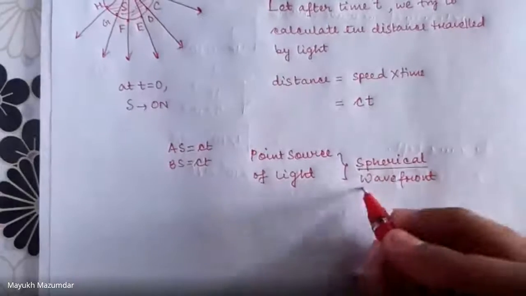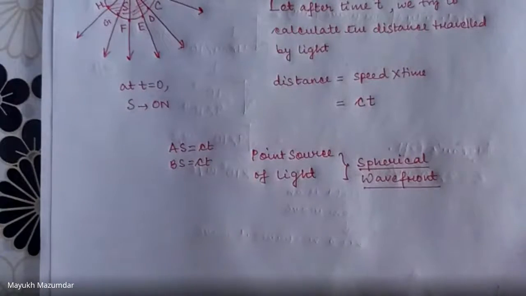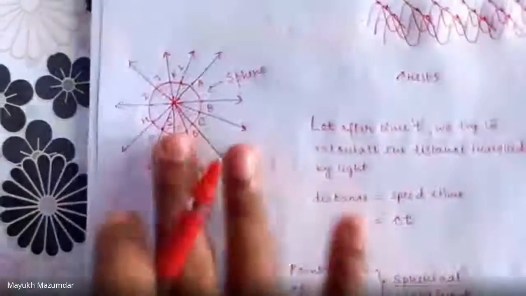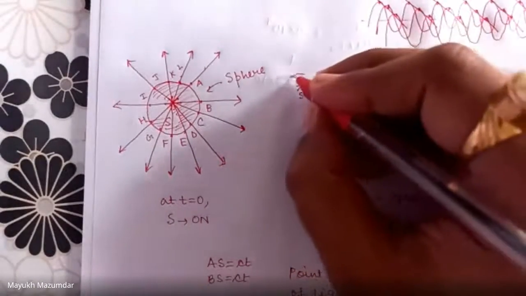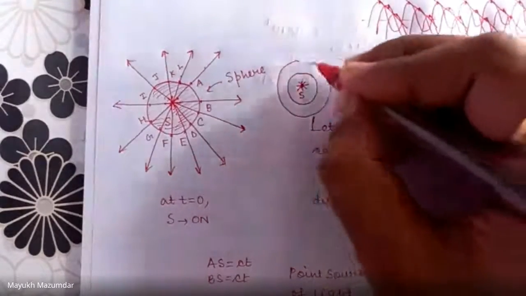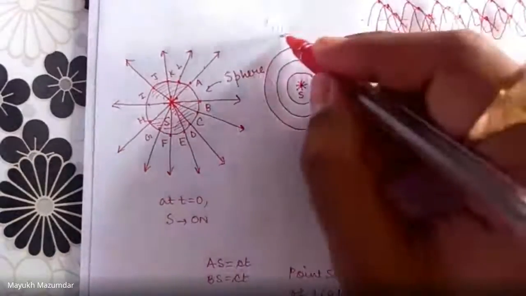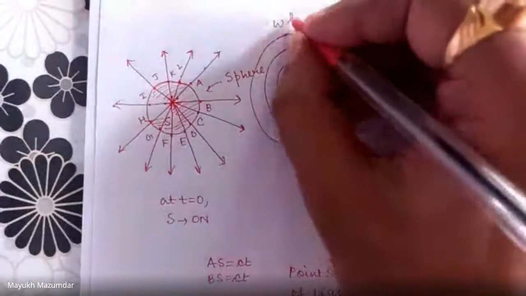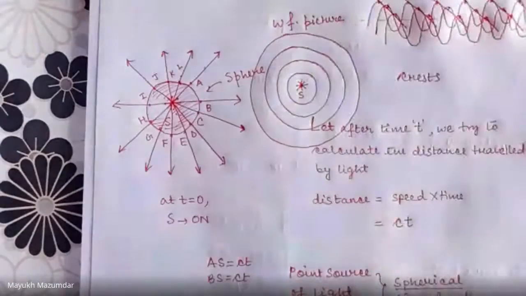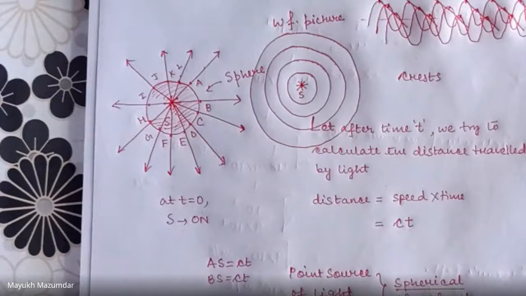So this was one question that I asked you last day. This is how we get spherical wavefronts. That is this same picture. I can visualize it like this. I have a point source S, and that is how the waves are propagating outwards. Okay, so this is the wavefront picture. Clear, everyone?